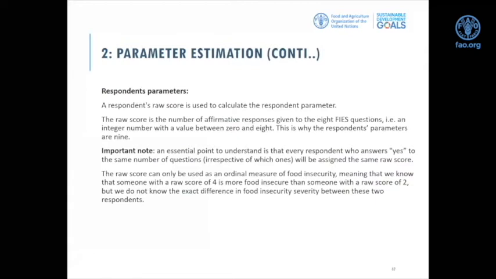the second set of parameters that we derive are the respondent parameters. As I mentioned earlier, the raw score is used to calculate this parameter. The raw score is the number of affirmative or yes responses given to the 8 FIES questions, an integer number with a value between 0 and 8, and hence the total number of respondent parameters is 9.